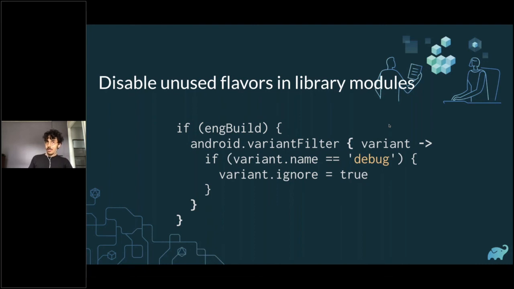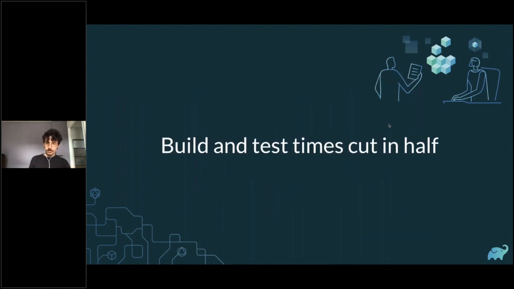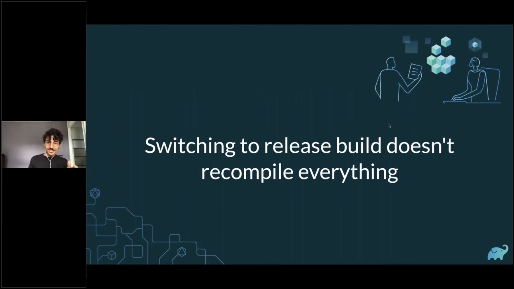And if you also disable the build config generation, the debug and the release variant are going to be exactly the same. In that case, you don't need to only do this on engBuild, just do it for all the builds, all CI builds, all local builds, every single build in your project. Just disable the debug variant for library projects. Then for your application module, you just add the matching fallbacks. That way you'll pick all the release variants of all your libraries. And just like that, your build times will be cut in half.